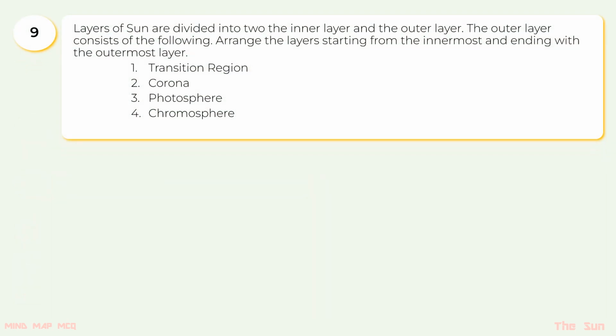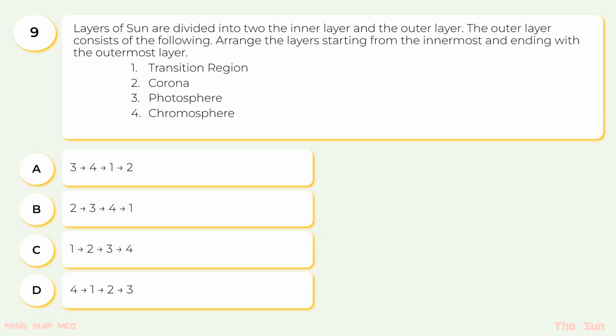Question 9. Layers of the Sun are divided into two, the inner layer and the outer layer. The outer layer consists of the following. Arrange the layers starting from the innermost and ending with the outermost layer. 1. Transition region, 2. Corona, 3. Photosphere, and 4. Chromosphere.